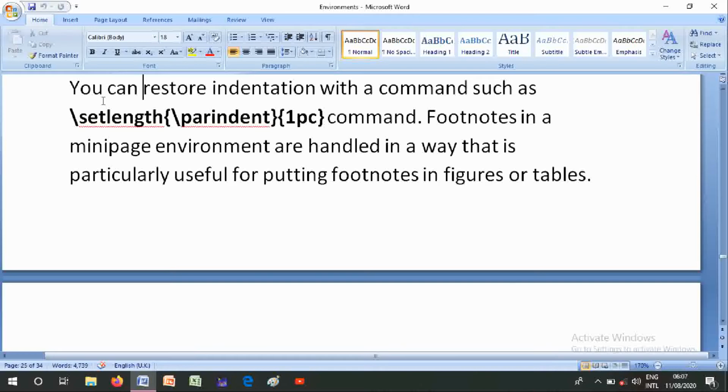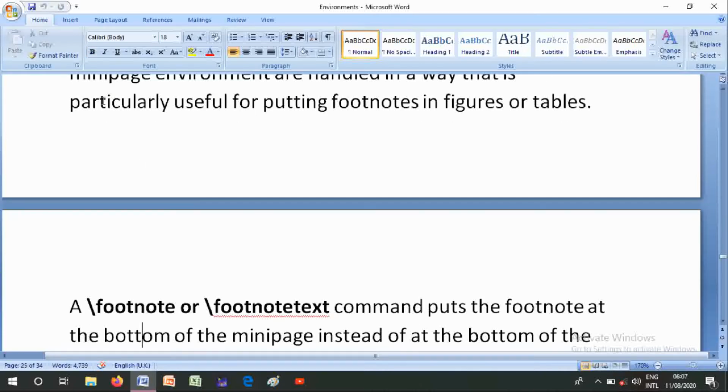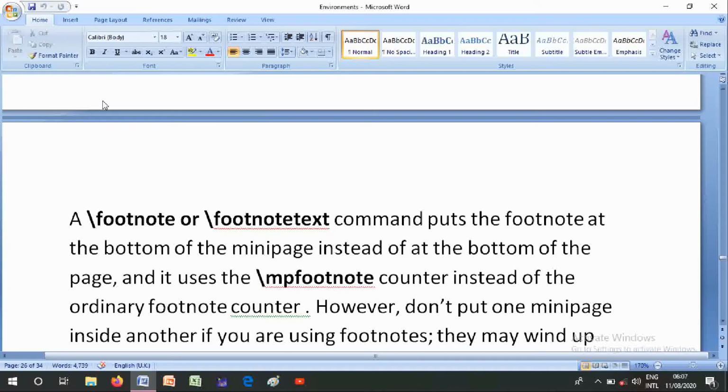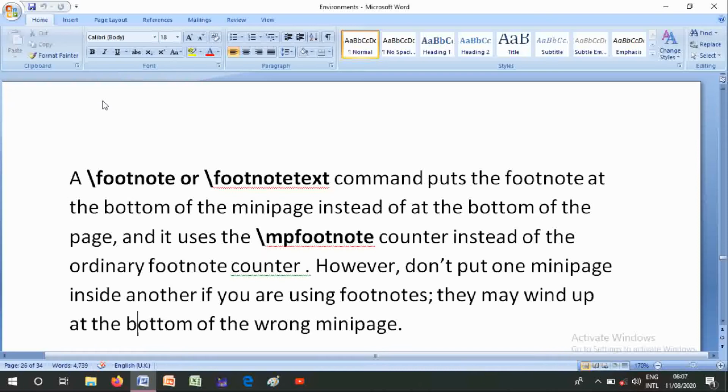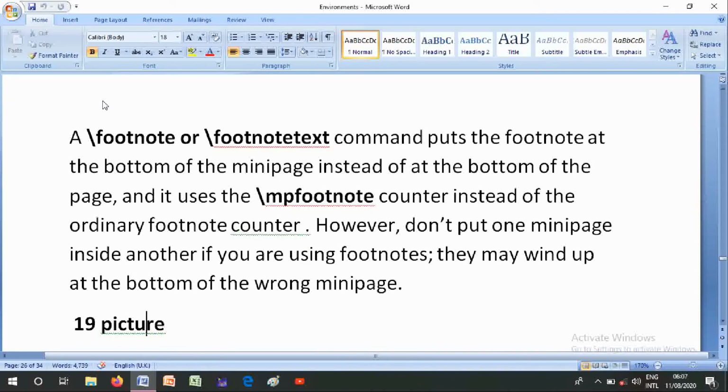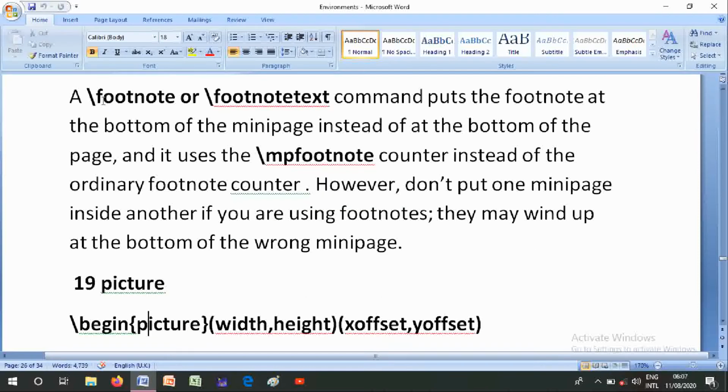Footnotes in a minipage environment are handled in a way that is particularly useful for putting footnotes in figures or tables. A \footnote or \footnotetext command puts the footnote at the bottom of the minipage instead of at the bottom of the page, and it uses the \mpfootnote counter instead of the ordinary footnote counter. However, don't put one minipage inside another. If you are using footnotes, they may wind up at the bottom of the wrong minipage.